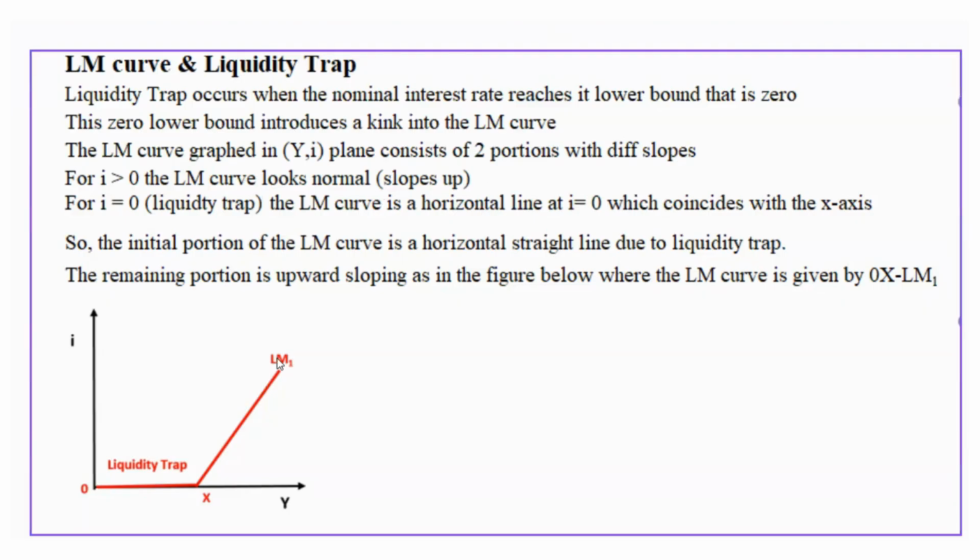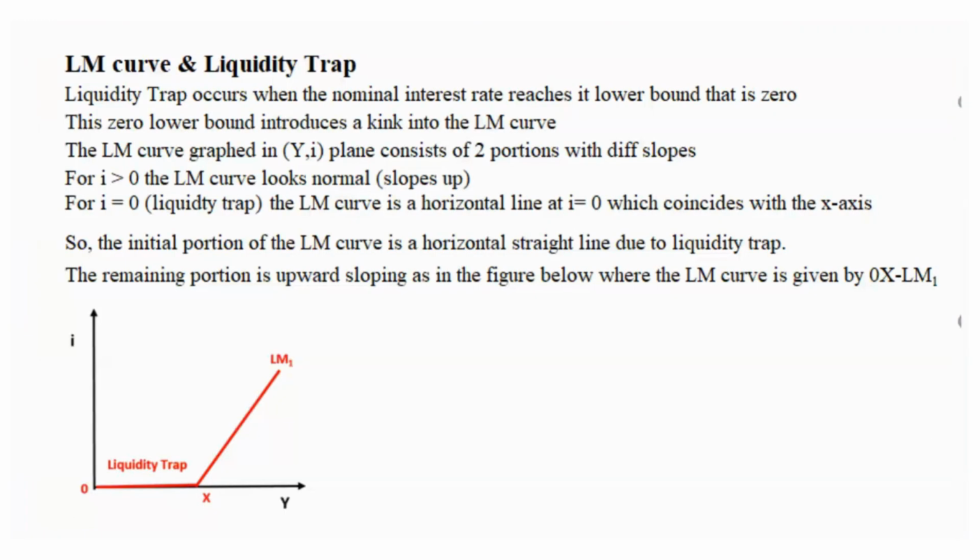As we can see, for I greater than 0, the LM curve will look normal, it will still slope upwards. But for I equal to 0, which is when the nominal interest rate reaches its zero lower bound, which is a liquidity trap, the LM curve will be a horizontal line at I equal to 0, which coincides with the x-axis because we know the nominal interest rate cannot go below 0. So the initial portion of the LM curve is a horizontal straight line due to the liquidity trap. The remaining portion is still upward sloping for I greater than 0, as in the figure below, where our LM curve is given by LM1.